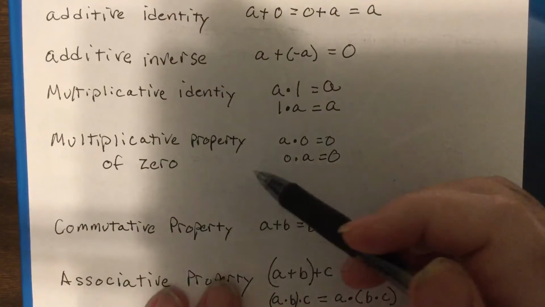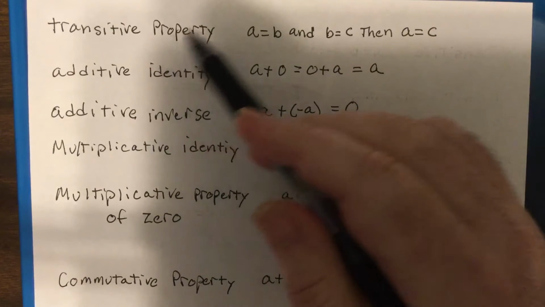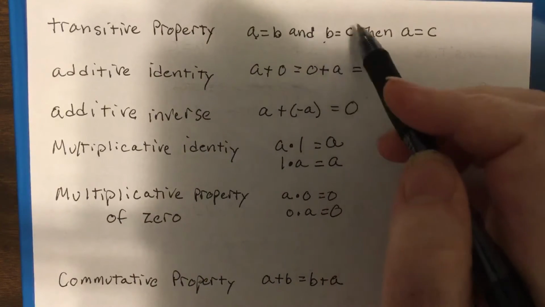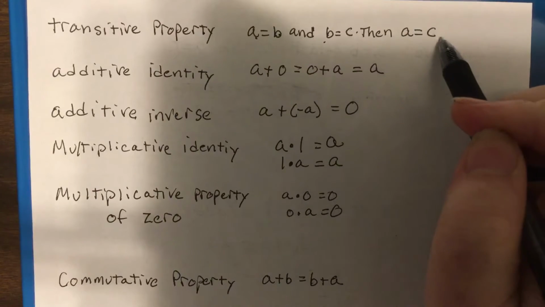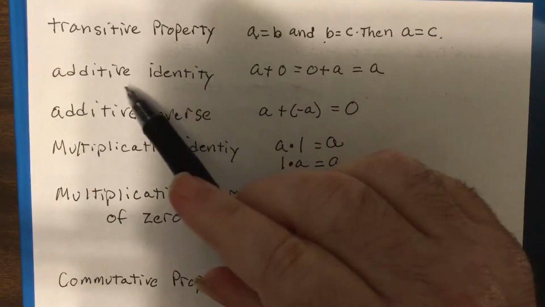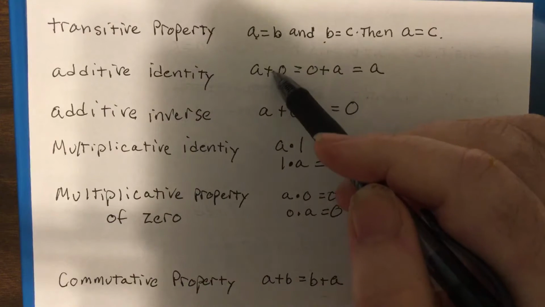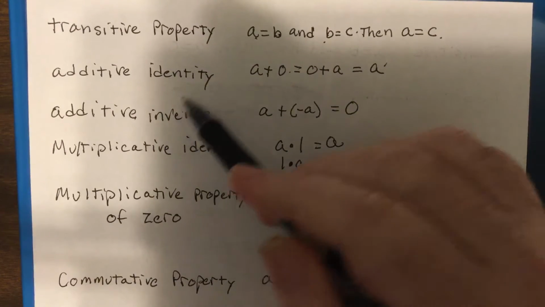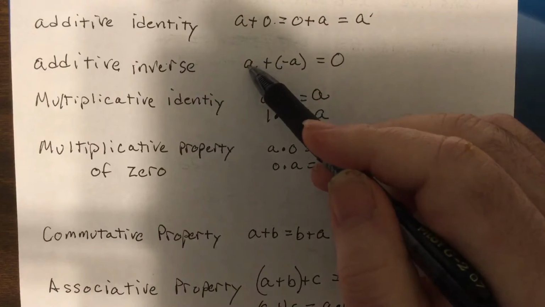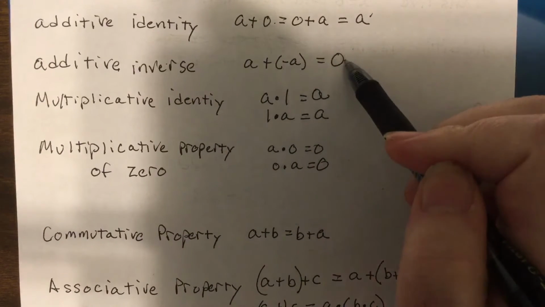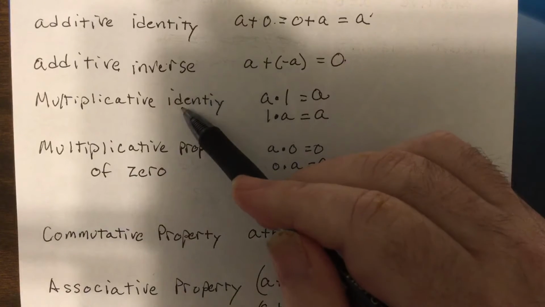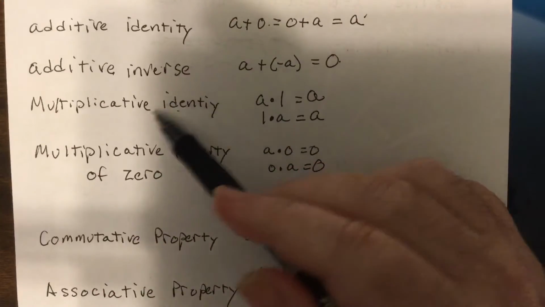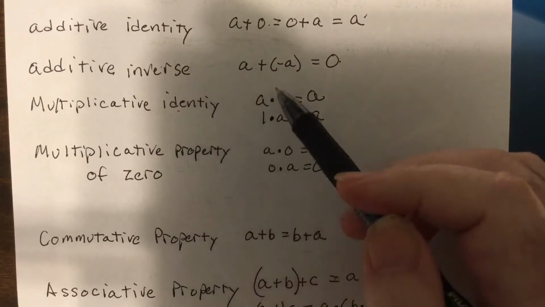Now, I'm not going to ask you a bunch of them, but transitive property is: if one thing equals the second thing, and the second equals the third, then the first and the third have to be equal too. Additive identity just says when you add 0, it doesn't change anything. Additive inverse means the opposite; when you add, you get 0. The multiplicative identity, think of additive identity, doesn't change anything. What do you multiply by that doesn't change anything? 1.